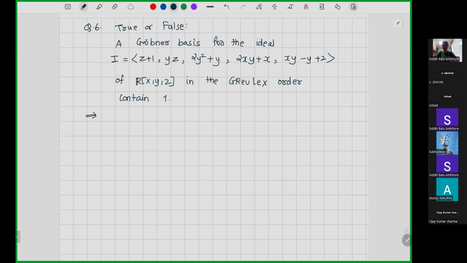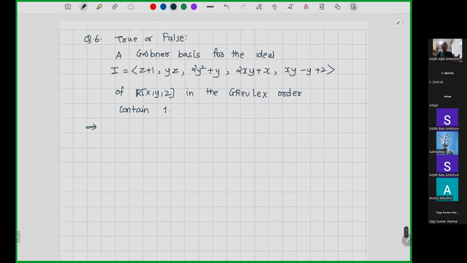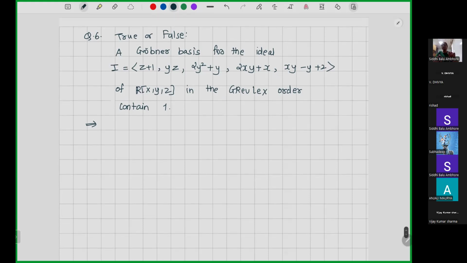Any guesses whether 1 belongs to this ideal? So 1 belongs to Gröbner basis means 1 is also an element of that ideal, right? Because Gröbner basis is a generating set of that ideal I. So if 1 belongs to some generating set, then that 1 needs to be an element of that ideal I. So what is your guess whether 1 belongs to that ideal?